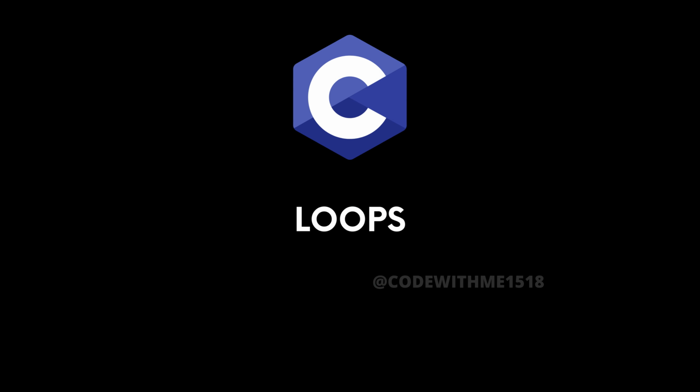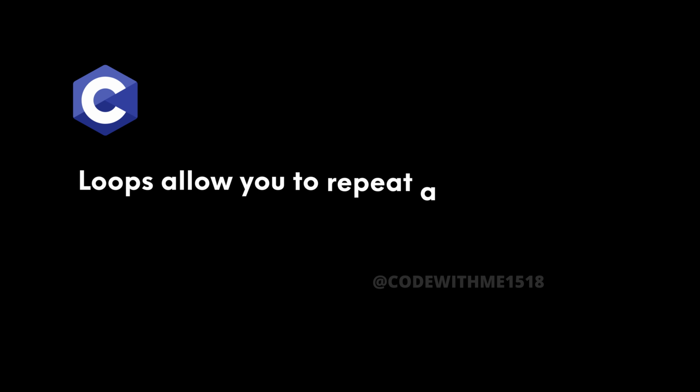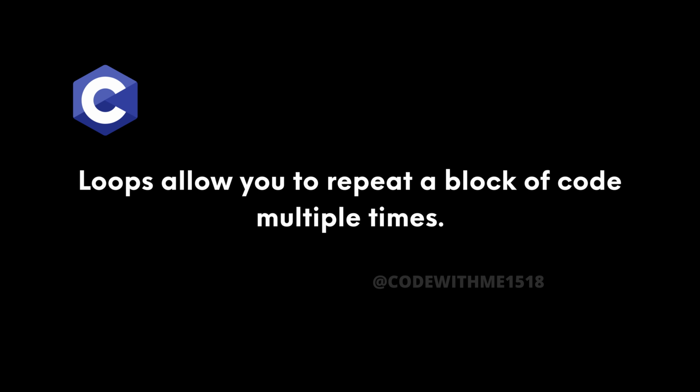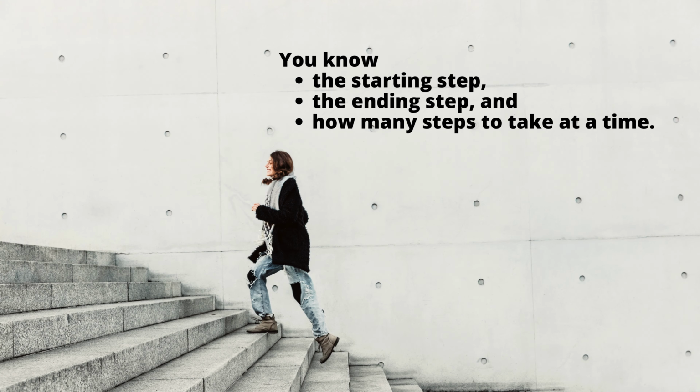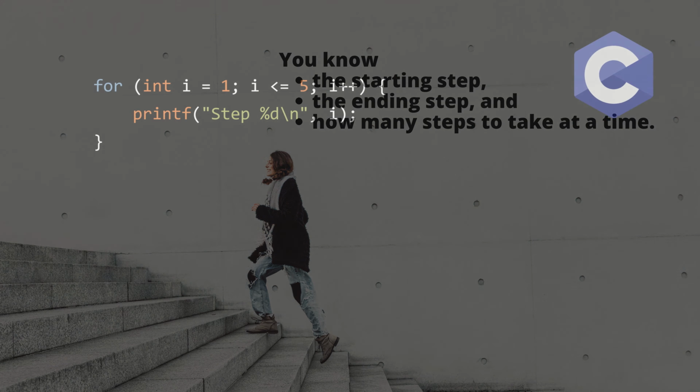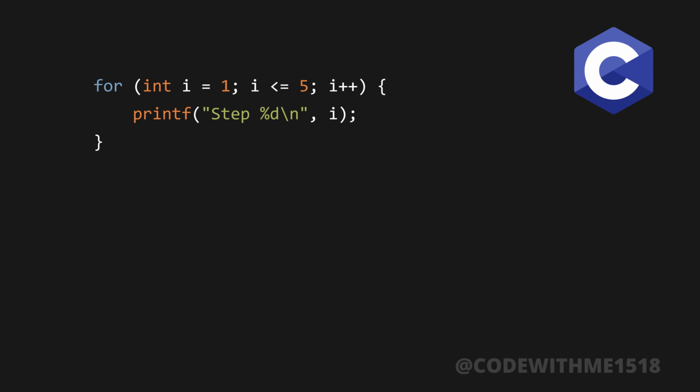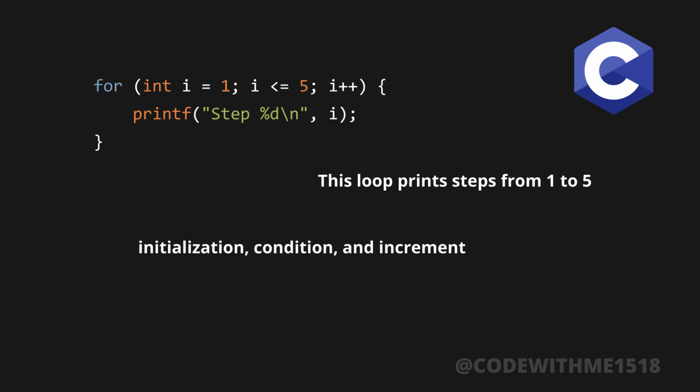Now let's move to loops. Loops allow you to repeat a block of code multiple times. The first type is the for loop. It's like counting steps while climbing a staircase. You know the starting step, the ending step, and how many steps to take at a time. Here's an example. This loop prints steps from 1 to 5. The for loop has 3 parts: initialization, condition, and increment.